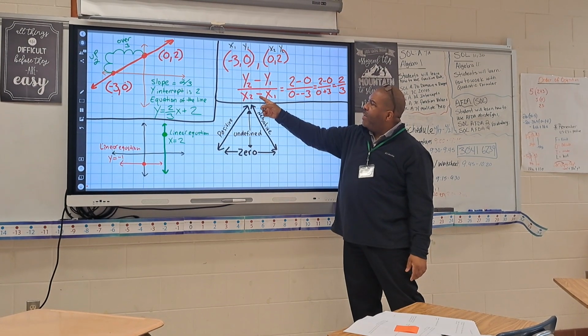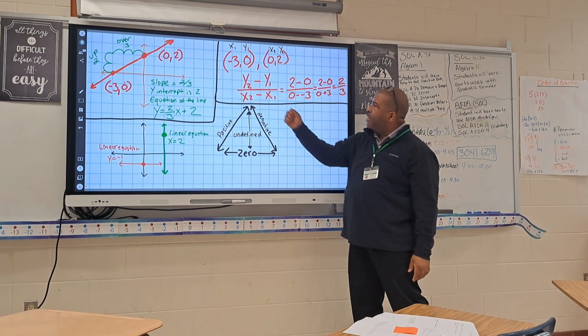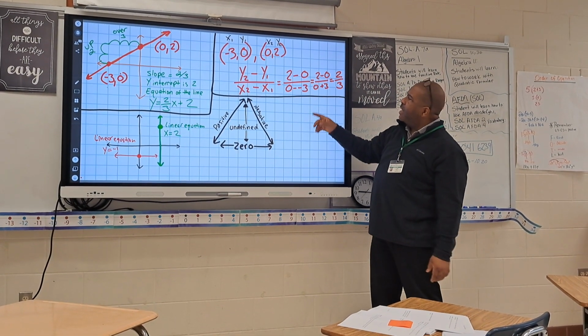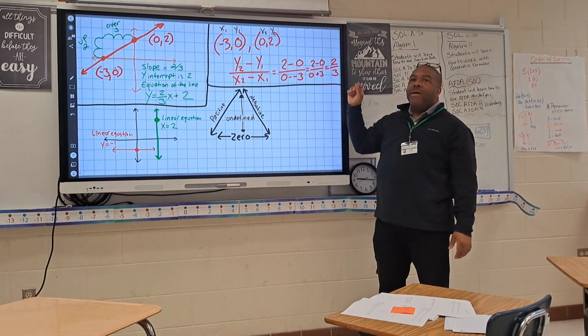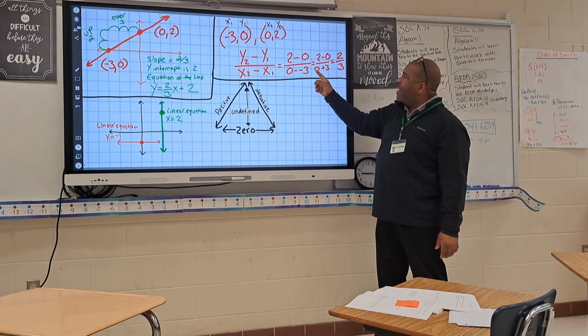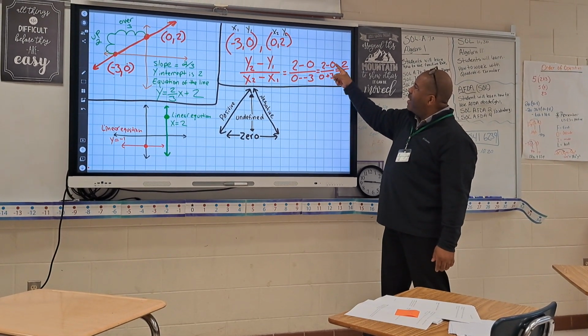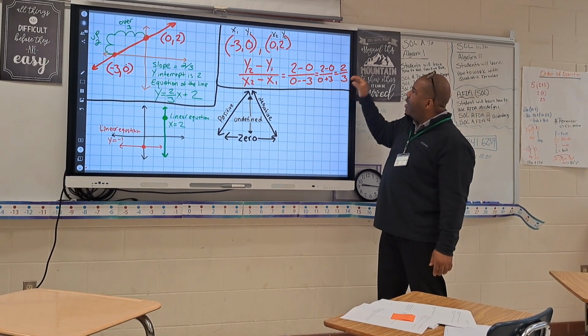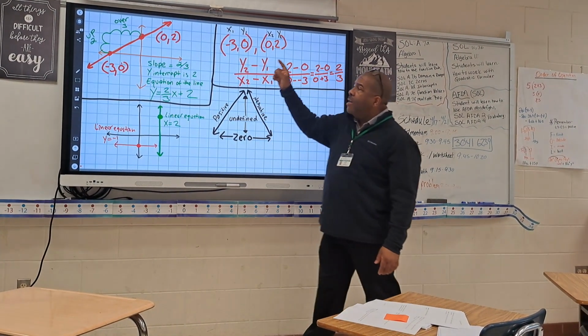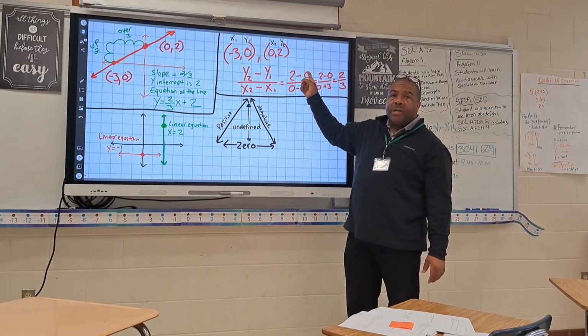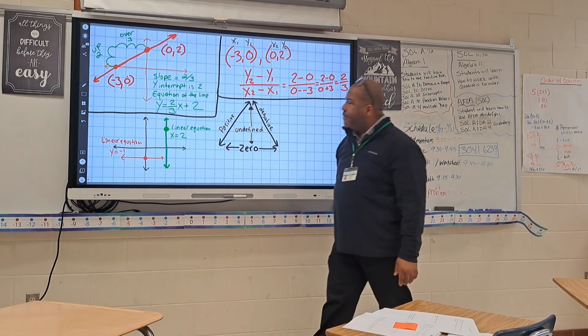Because it's always going to be the second number minus the first number. So I put the information in. 2 minus 0, 0 minus -3. Whenever you have two negatives, it becomes positive. So now I have 2 minus 0 over 0 plus 3, or 2 over 3. So I could have done it by counting. I could have done it by using the slope formula, point slope formula.